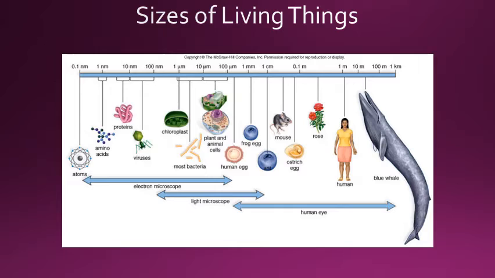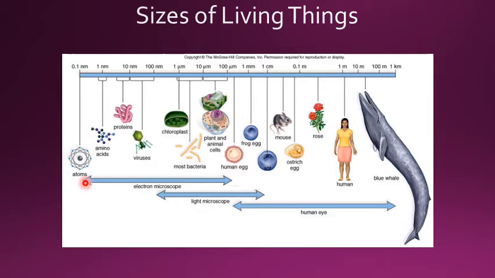So, the size of living things. Of course, an atom is one of the smaller things on our radar. Atoms are made of smaller parts. If you get a little bit bigger, you get to amino acids. Bigger than that is proteins. Bigger than that is viruses. Then, much bigger than that, you start to get parts of cells. Bacteria being unicellular, this being an organelle of a multicellular organism, and a human egg being a fairly big cell.